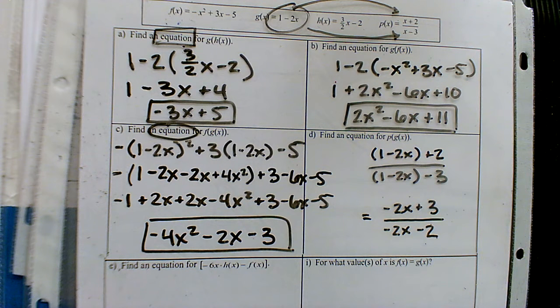All right, so when I did D, I got negative 2x plus 3 over negative 2x minus 2. My question is, do I leave it like that or can I keep going? I'm wondering if I have a negative 2x up top and a negative 2x on the bottom, I can cancel those out. Can I do that? One's up top, one's on the bottom. Can I cancel them?